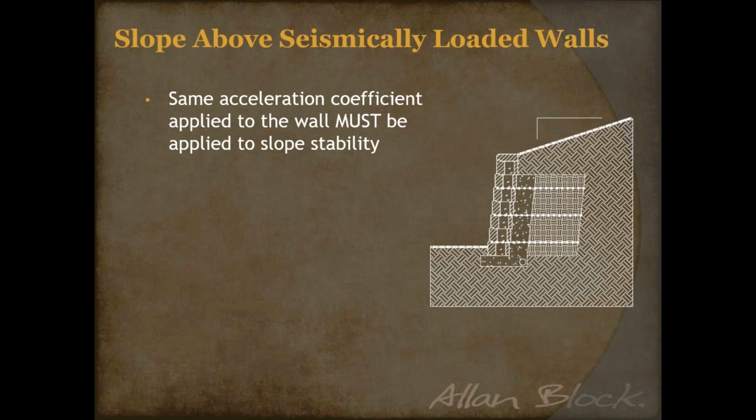But to me and to us in our industry, anything you do for your retaining wall design must be applied to your slope above the wall, or your slope stability. So if you're taking an acceleration coefficient of 0.2, like we saw in the USGS printout there, that same acceleration coefficient should be used in any slope stability analysis that you're doing. So it's critical to do that, so that you've got an entire system that is functioning just fine.